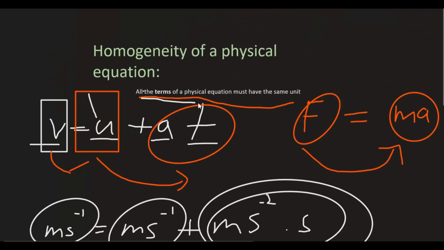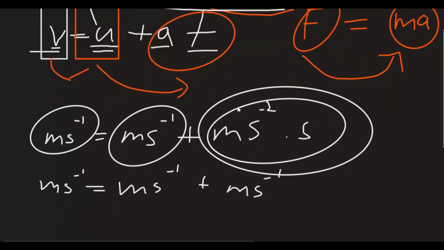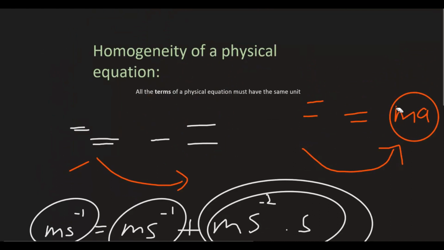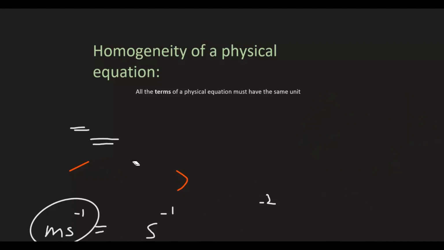All terms of a physical equation must have the same unit. This is velocity, this is also velocity, this is the final velocity, this is the initial velocity, but it is a velocity, right? And acceleration into time is also a velocity. We can find it by solving the units. Okay, let's see another example. Let me just remove these things from the video so you can see better.